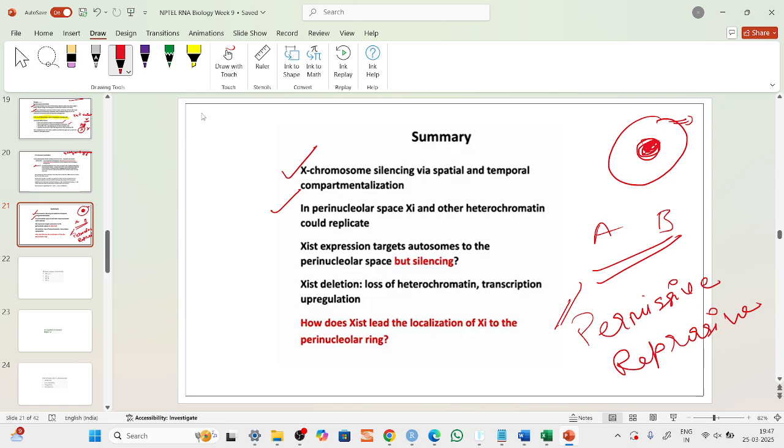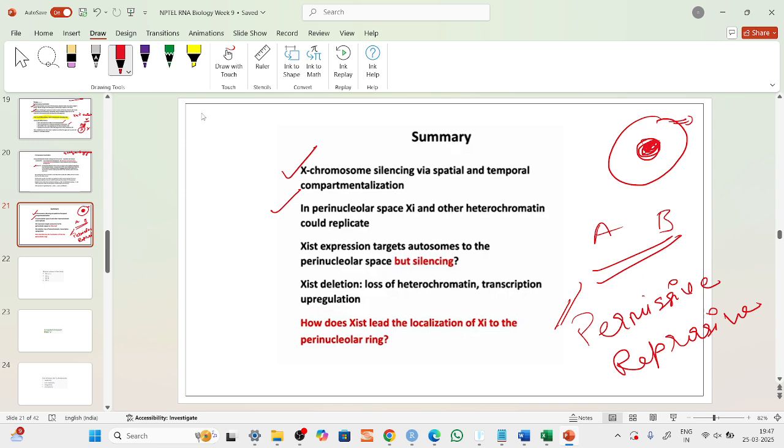So this is always the case. All the active materials are present in the center. All the inactive materials are present in the periphery. And this is known as compartmentalization of the nucleus, the spatial compartmentalization of the nucleus.